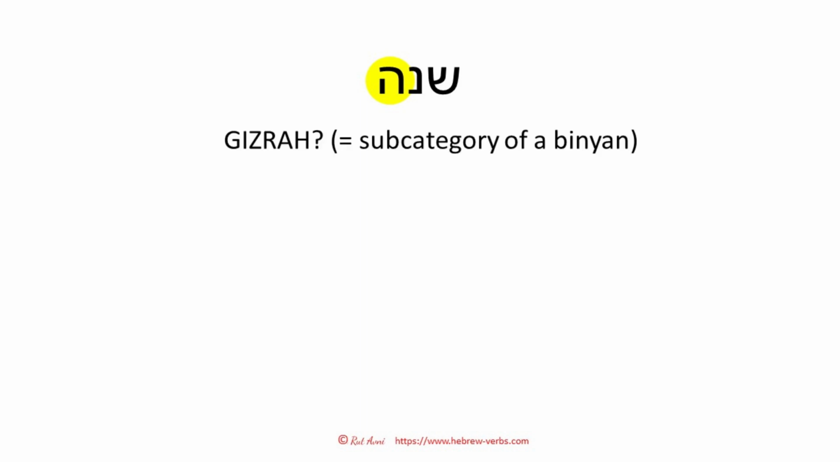What is the Gizra? The Gizra is, by the way, a subcategory of a binyan. It's a verb group within the binyan. And here we have a Gizra that is called Lamed Hey. This is a name for roots where there is a Hey on the third root position. And why do we care about that?